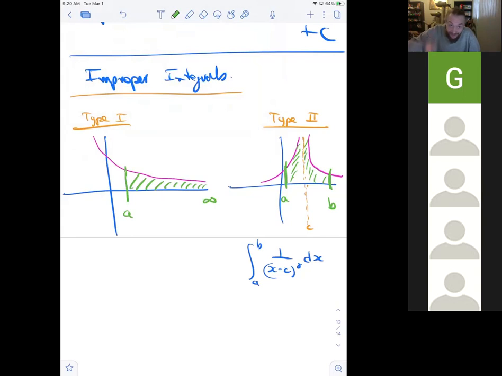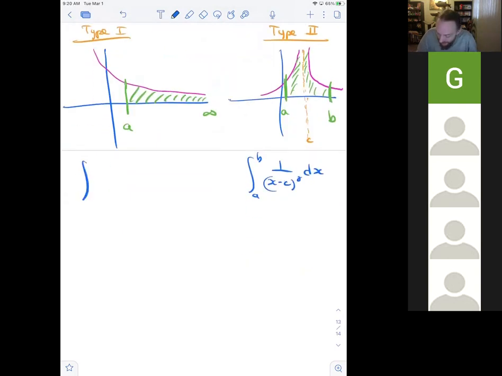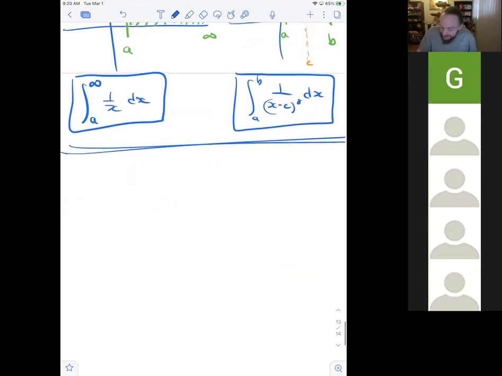And for type 2, we have an infinite discontinuity or a vertical asymptote inside that interval, and we want to know if we approach there cleverly, can we determine whether this is going to be a finite or infinite area, or integral, and that's what we're going to call it. This one we would call the integral from A to infinity of f of x dx. Say you could call it 1 over x if you want. So this is the idea of improper integrals of type 1 and type 2. We want to know whether this is finite or infinite in both cases. So I'll do type 1.